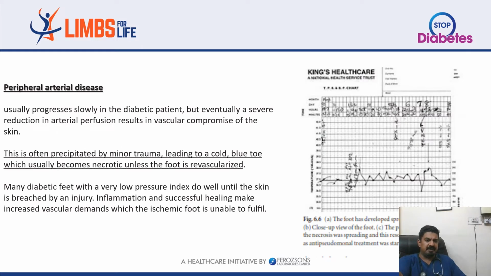So peripheral arterial disease usually progresses slowly, but eventually there is a severe reduction in the arterial perfusion, and this is often precipitated by minor trauma or injuries, which can lead to a cold blue toe, which usually becomes necrotic unless the foot is revascularized. Many diabetic feet with a very low pressure index do well until the skin is breached by an injury. Inflammation and successful healing make increased vascular demands, which the ischemic foot is unable to fulfill.